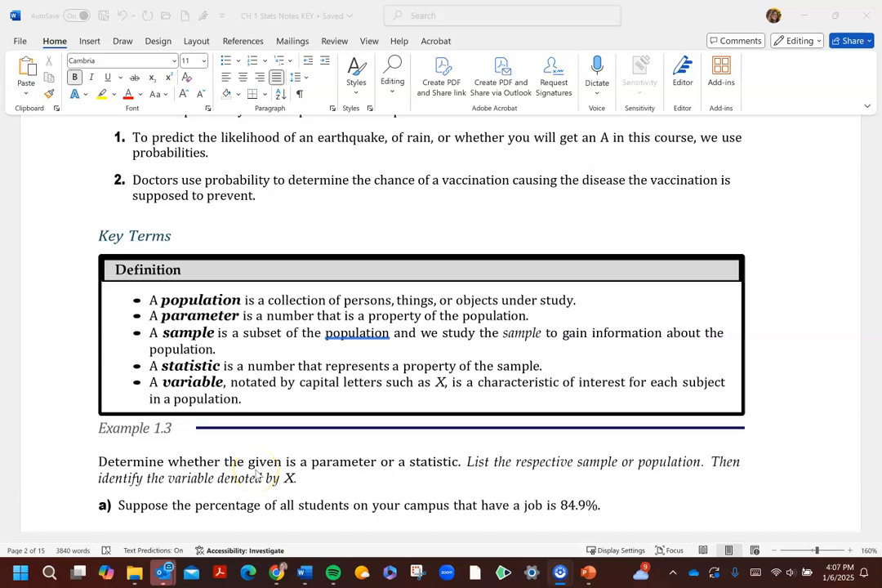So here we have example 1.3. Determine whether the given is a parameter or a statistic. List the respective sample or population. Then identify the variable denoted by X. So suppose the percentage of all students on your campus that have a job is 84.9%. So what do you think that is? Take a minute to think about that and jot it down. So are we looking at a parameter or are we looking at a statistic? And what is that value?